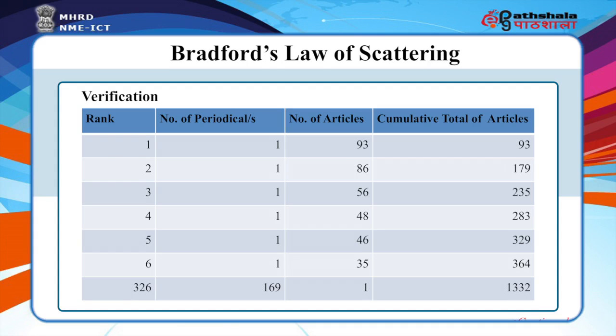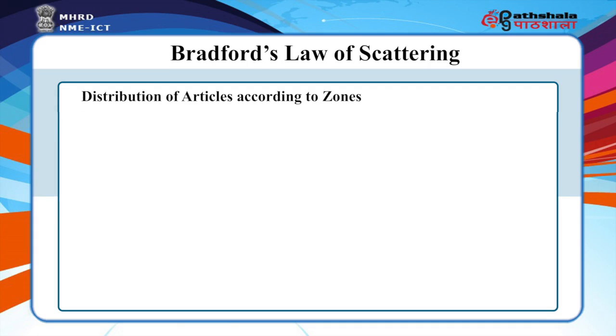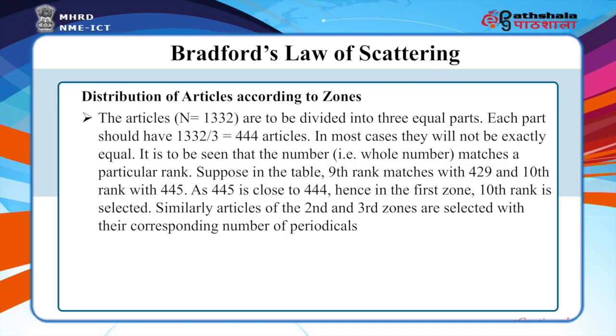When the number of periodicals is very high, to shorten the size of the table, the names of the periodicals are given, say up to 50th rank or even less. Distribution of articles according to zones. The articles, n is equal to 1332, are to be divided into 3 equal parts. Each part should have 1332 divided by 3 is equal to 444 articles.